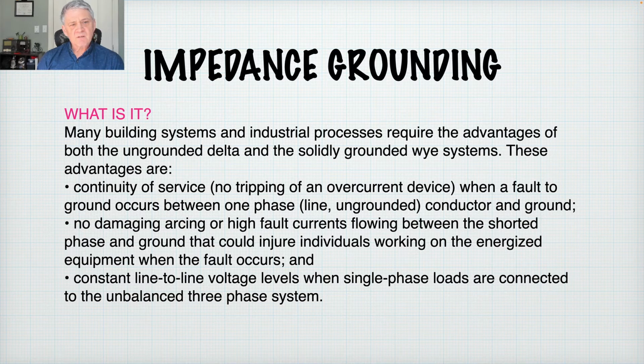Many building systems and industrial processes require the advantages of both the ungrounded delta and the solidly grounded Y systems. These advantages are continuity of service, with no tripping of the overcurrent device when a fault to ground occurs between one phase line, an ungrounded conductor, and ground. There is no damaging arcing or high fault currents flowing between the shorted phase and ground that could endanger individuals working on the energized equipment when the fault occurs, and there are constant line-to-line voltage levels when single-phase loads are connected to the unbalanced three-phase system.